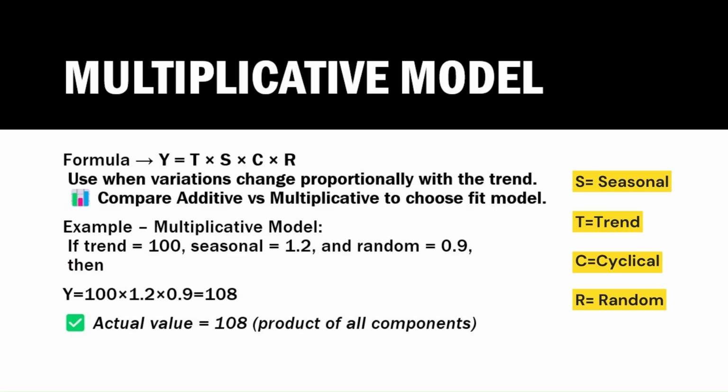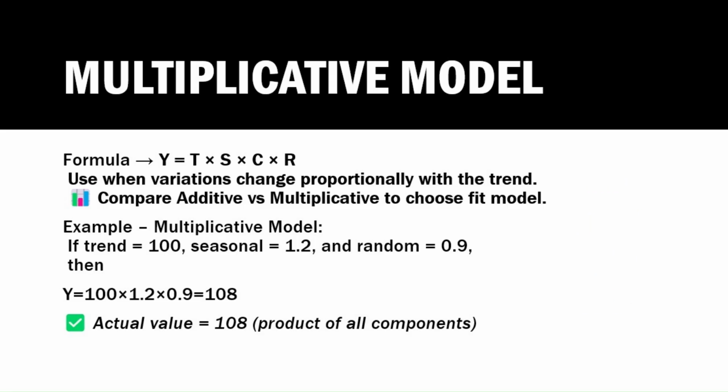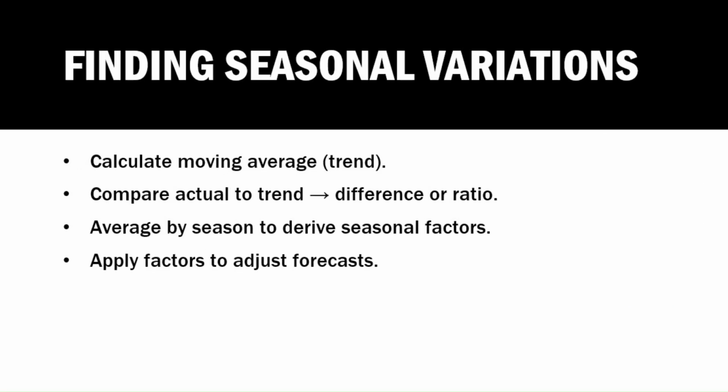Multiplicative model. Used when variations change proportionally with the trend. Formula: y equals t times s times c times r. If trend equals 100, seasonal equals 1.2, random equals 0.9, then y equals 108. This model fits data where seasonal effects grow as business expands.